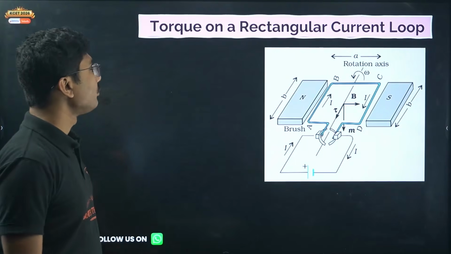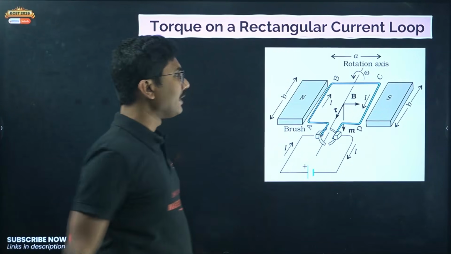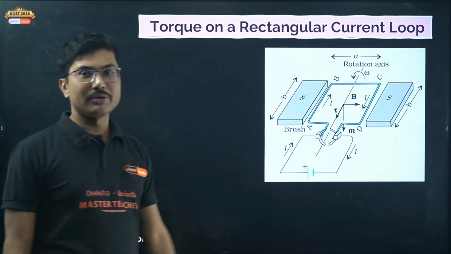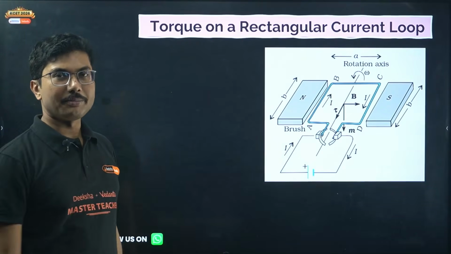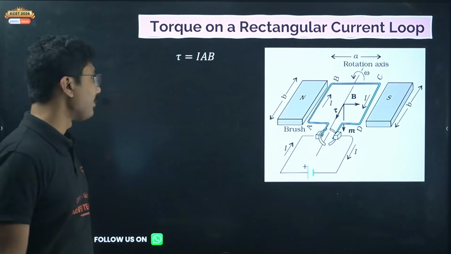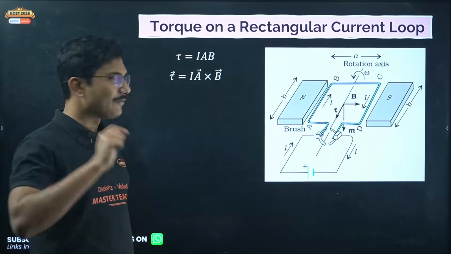Now let's move on to torque on a rectangular current loop. Suppose we have a current carrying loop, and when it is kept inside a magnetic field, because we know that individually both of them will experience forces based on the BIL sin theta formula, there will be a torque acting on each of them, and the torque is given by IA into B. Okay, that derivation can be done.